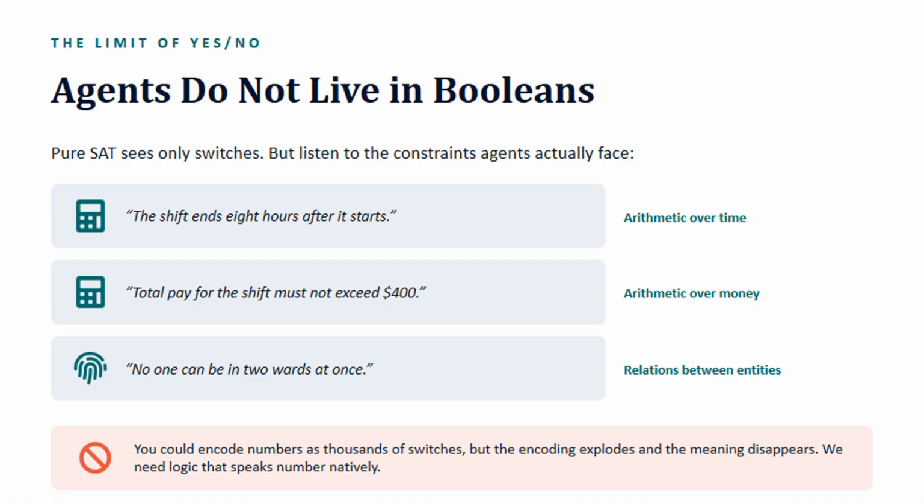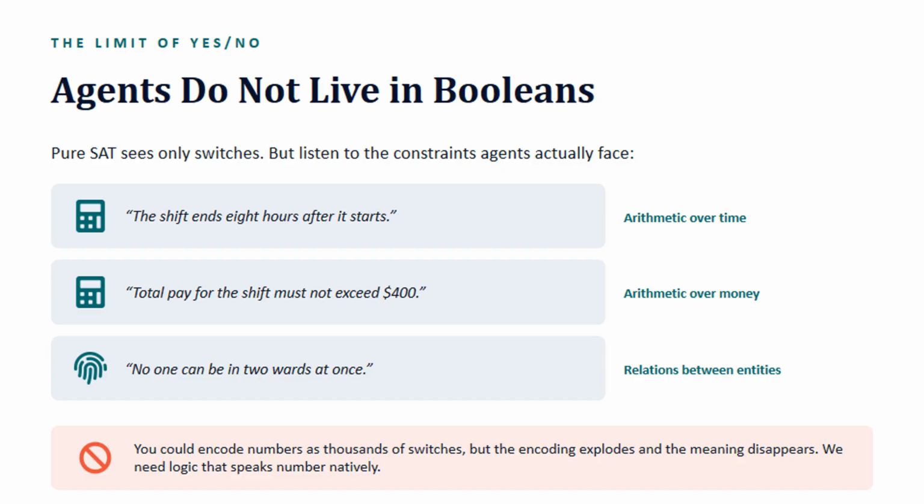Brilliant. But now listen to the constraints real agents face, the ones from episode 1. The shift ends 8 hours after it starts. Total pay for the shift must not exceed $400. No staff member can be in 2 wards at once. Do you hear the problem? These are not switches. They are statements about quantities, about time, about money, about relationships between people and places.